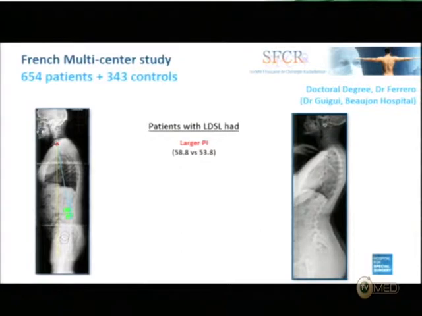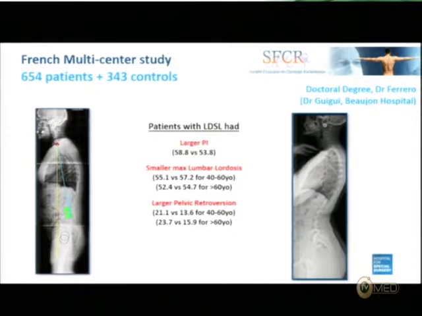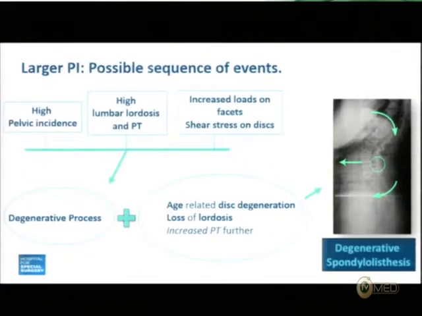What they found is that overall, those patients had a larger pelvic incidence, but a smaller lumbar lordosis. So right away, you think about the mismatch. They also have a larger pelvic retroversion, so they compensate, and the trunk tilts forward. They came up with a kind of explanation. Maybe it's a vicious circle, because you have a large pelvic incidence, therefore you're supposed to have a large lordosis. Maybe you're going to have some facet loading because of the hyperextension.